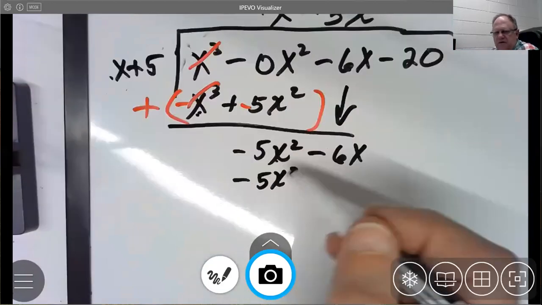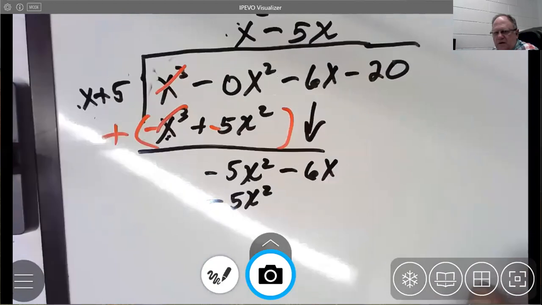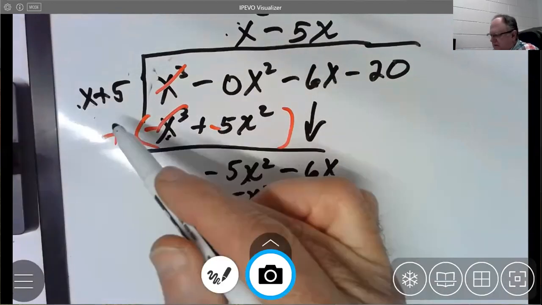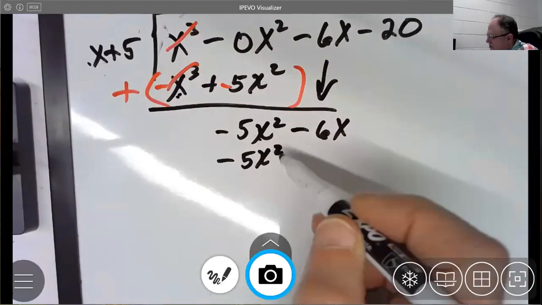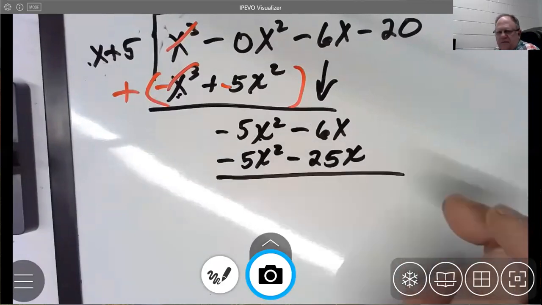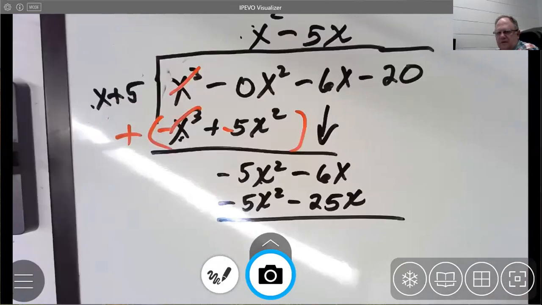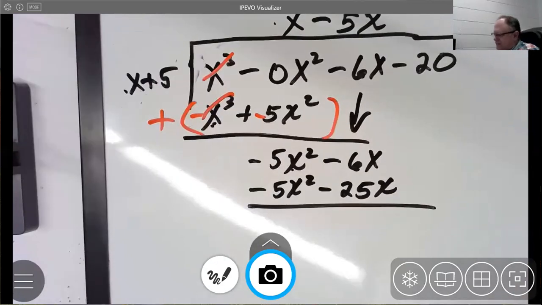And so these will be the same signs temporarily. And so now minus 5x times 5 will be a minus 25x. Questions with that?